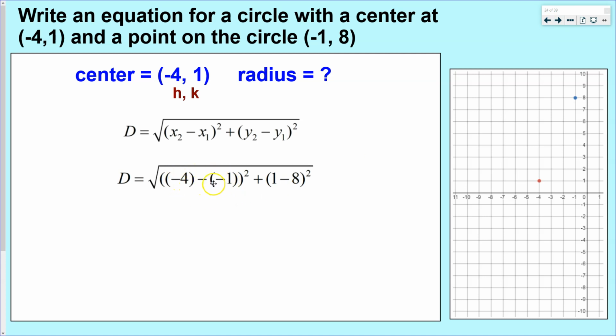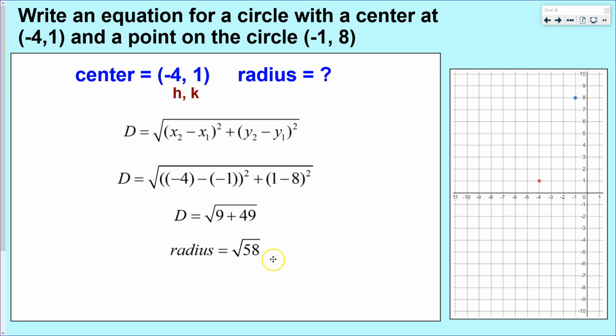So -4 plus 1 would be -3. Square that, you'll get 9. And then I have 1 minus 8, which would be -7. Square that, you get 49. You should always get two positive numbers being added together under the radical, and the radius is the square root of 58. Now I could go figure out what that is as a decimal, or I could try to simplify it in simplest radical form.